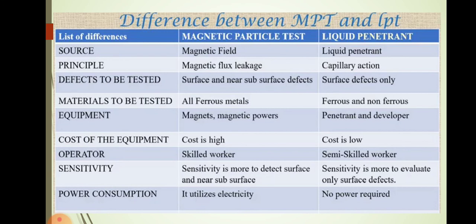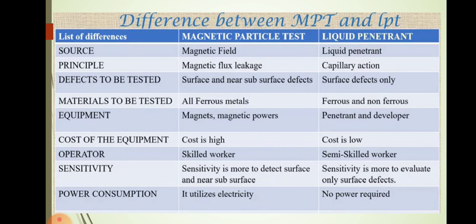Defects to be tested: in the magnetic particle test, we are detecting defects on the surface and near the subsurface, whereas in liquid penetrant we are detecting defects on the surface only. The material to be tested: all ferrous materials can be tested by the magnetic particle test, and in the liquid penetrant test we can test any kind of material apart from porous material, both ferrous and non-ferrous. Equipment used in the magnetic particle test are a magnet and electric current or a magnetic powder. In liquid penetrant we are using cleaner, penetrant and developer.